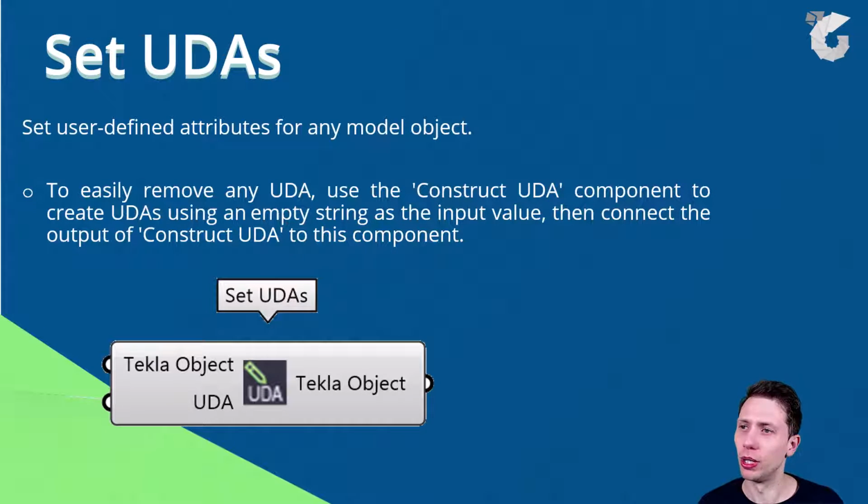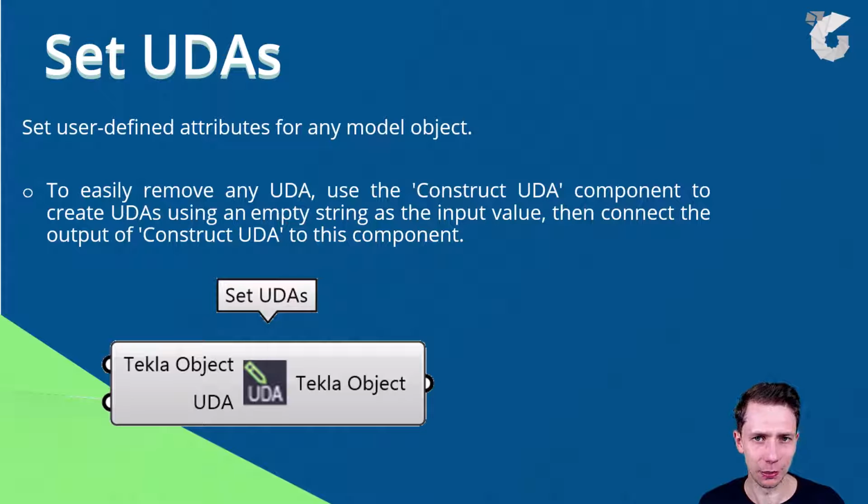This component is really powerful, Set UDAs. So we can easily give the name or all the UDAs to already existing objects. It doesn't have to be that the elements had to be created through the Grasshopper link.